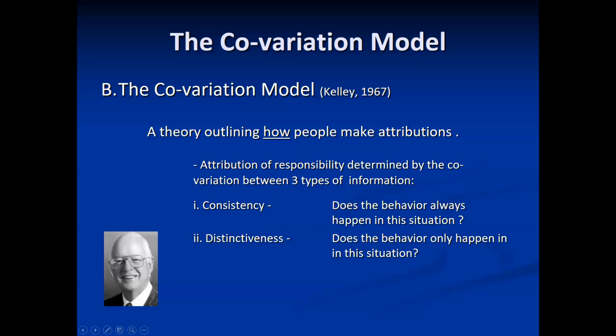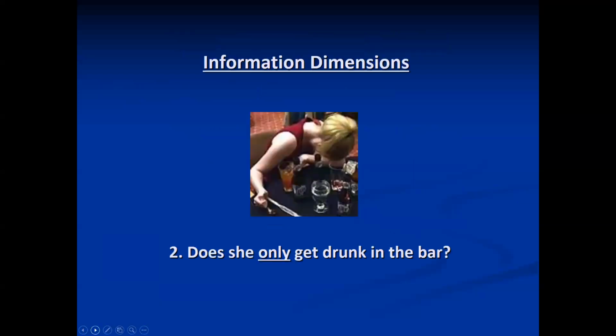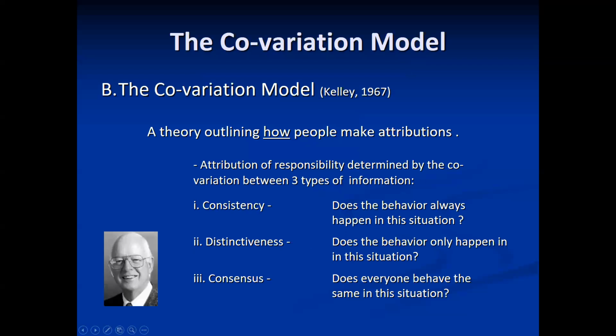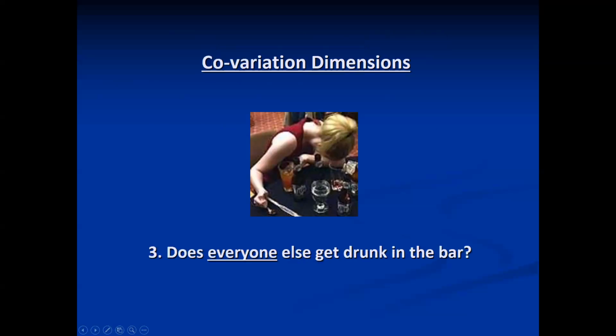The second type of information gathered is distinctiveness information. That is, we find out whether the behavior only happens in the situation. So, in our example, we would want to know if the woman only gets drunk in the bar. The third type of information gathered is consensus information. That is, we find out whether everyone behaves the same in the situation. So in our example, we would want to know whether everyone else gets drunk in the bar.